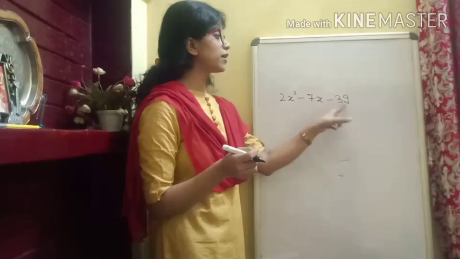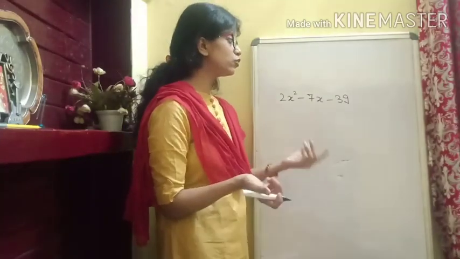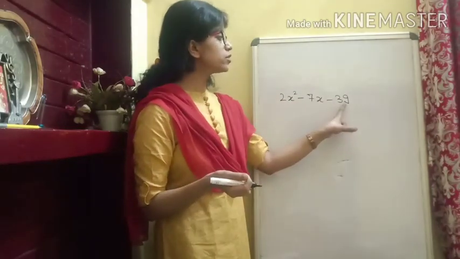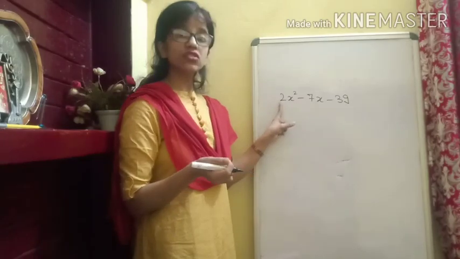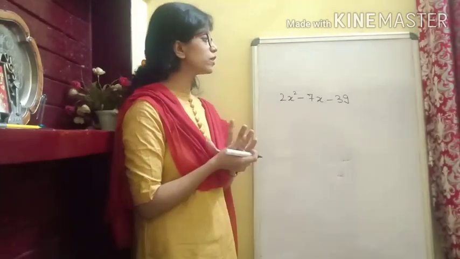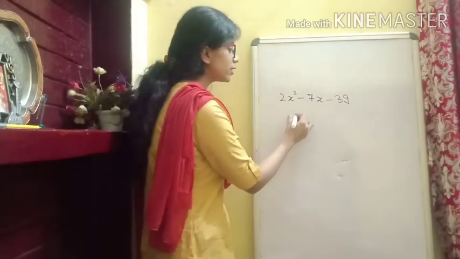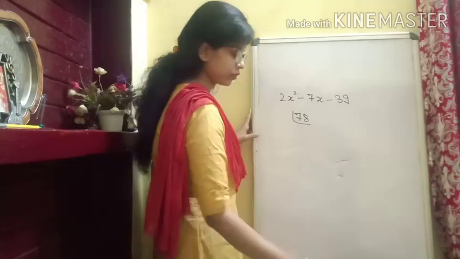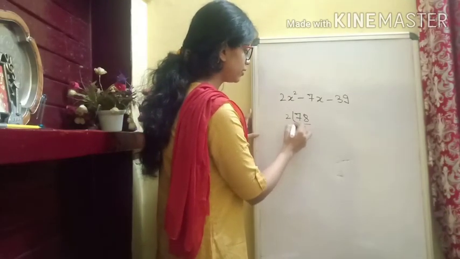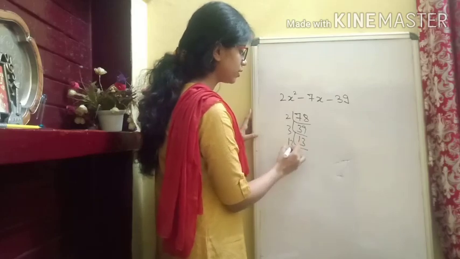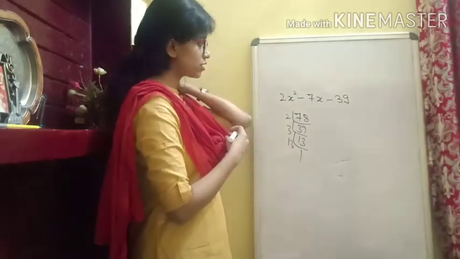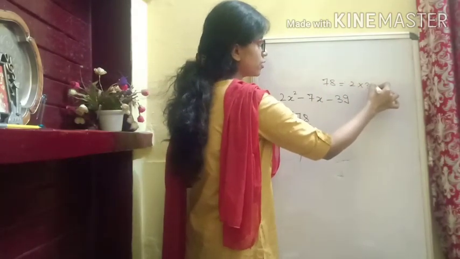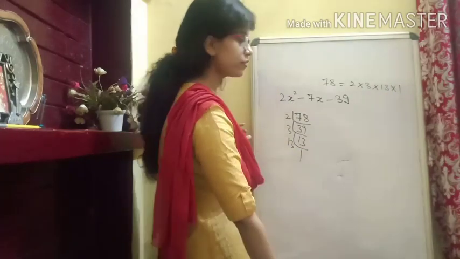2x square minus 7x minus 39. How to do that? You know that you take the constant term, you take the coefficient of x square, and then you multiply. Constant term is 39, coefficient of x square is 2. So when you multiply 39 into 2, you will get 78. And then you have to write the prime factorization of 78. So if I write, that would give you 2 into 39, then 3 into 13, and then 13. So here we are getting the prime factorization of 78 as, if I write it here for you all, 2 into 3 into 13, and 1 we always take as a factor.